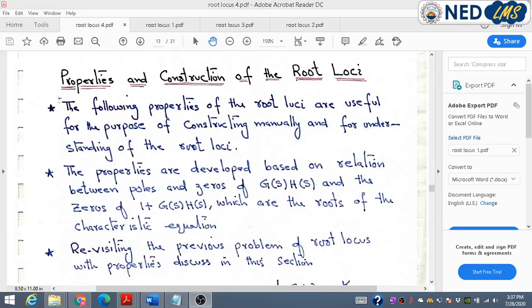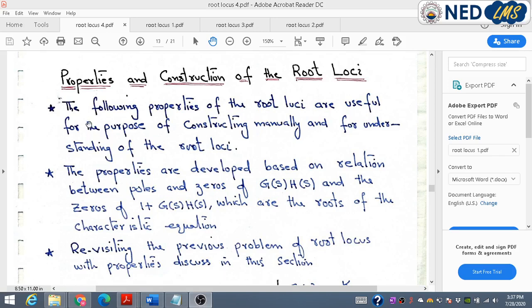Okay, now let's move toward solving the second problem of sketching the root locus of higher order. There are some properties with the help of which we are able to sketch the root locus of any order, either a lower order system or a higher order system, and these properties help us to sketch the root locus in a quite easier manner. Here are some points for your understanding.